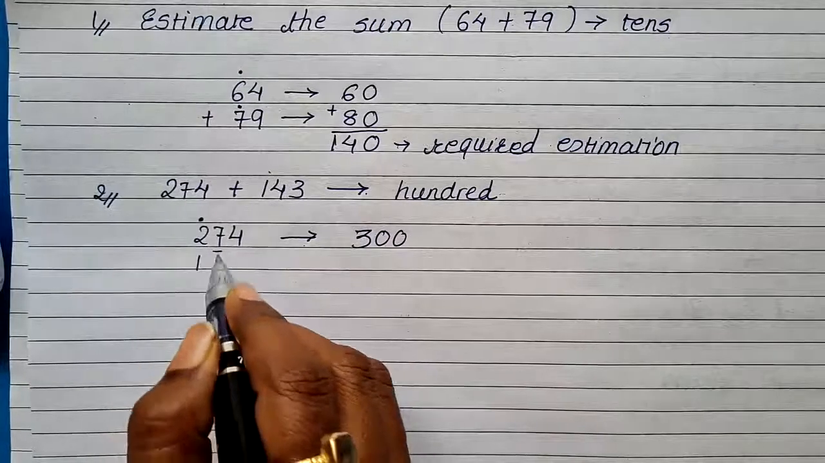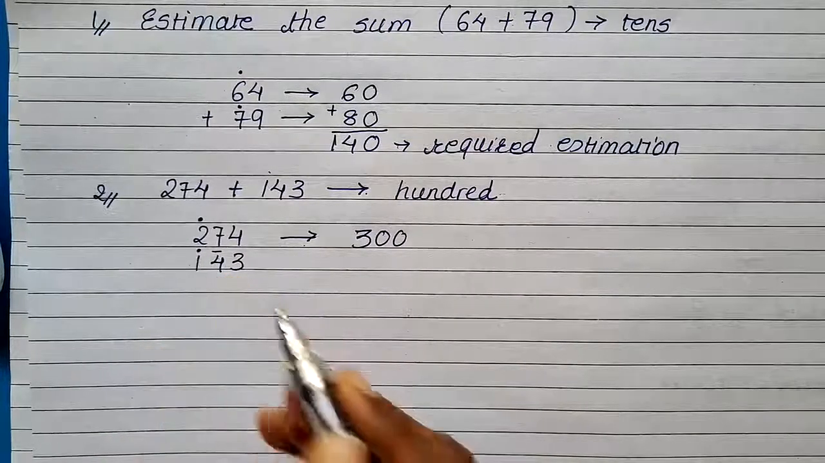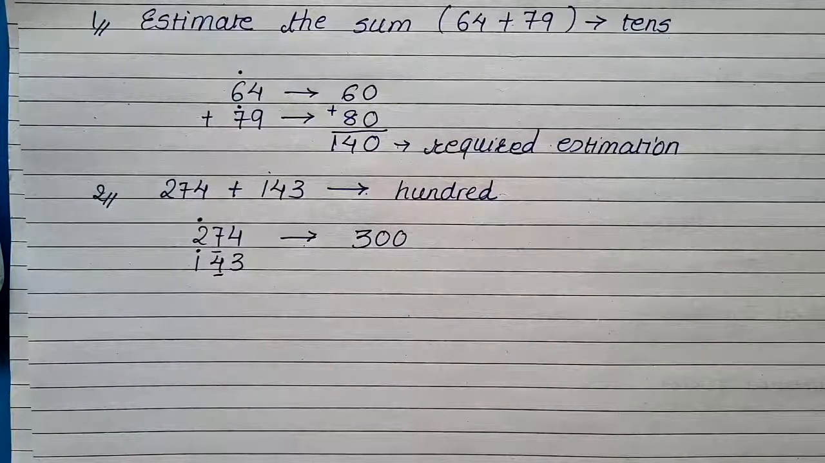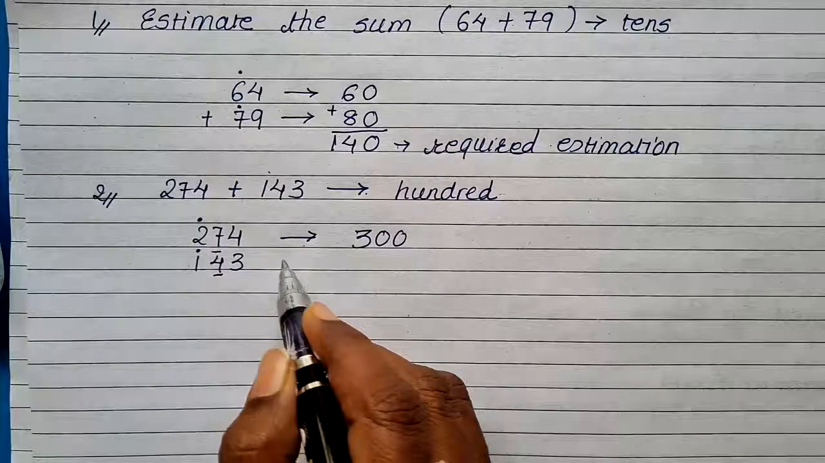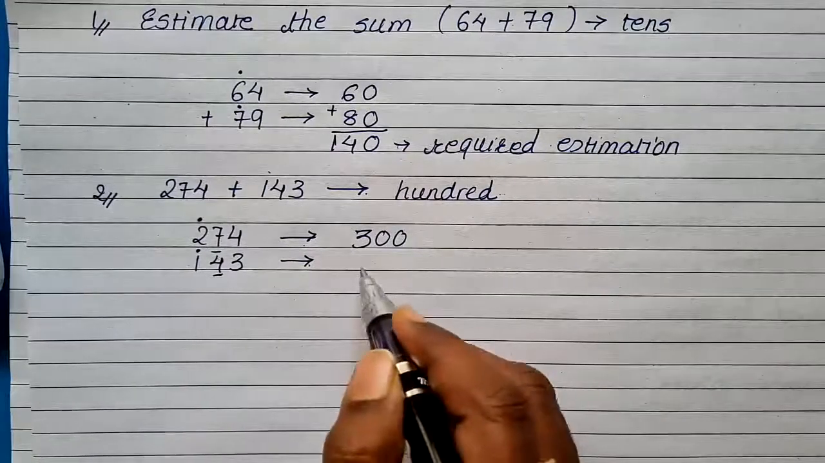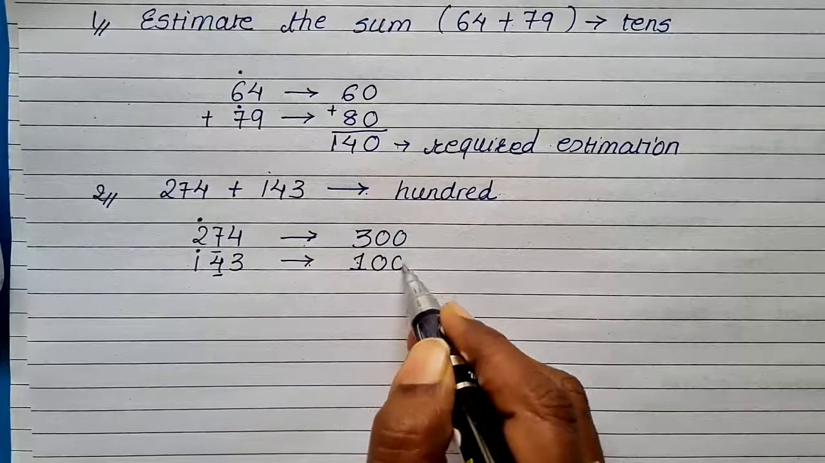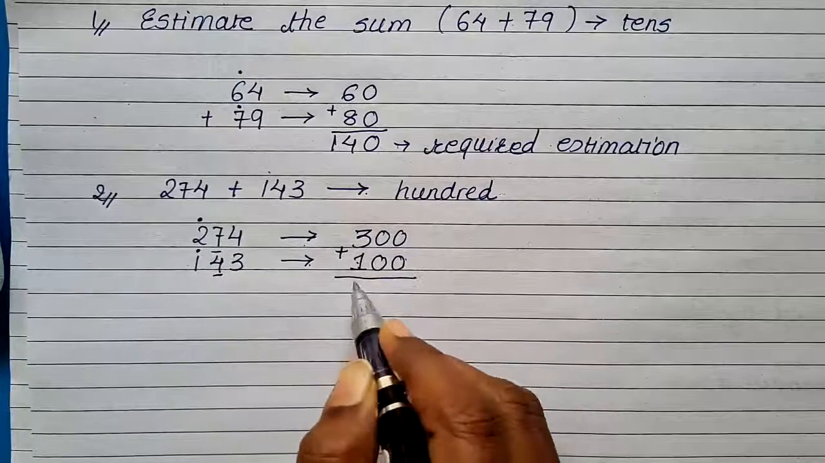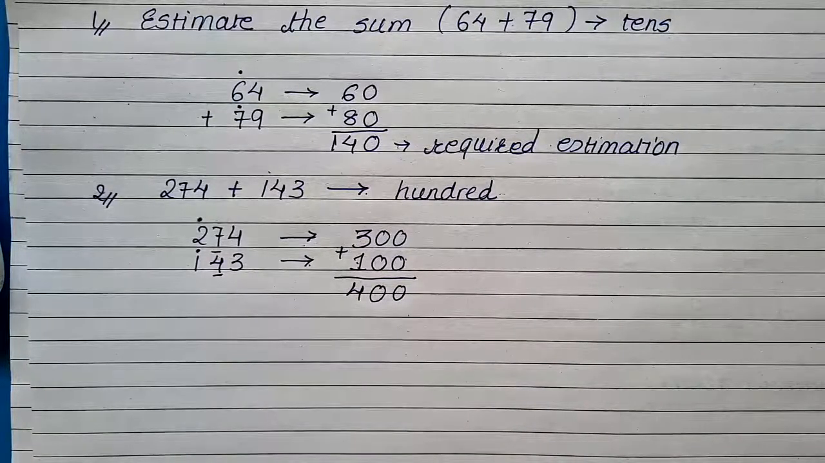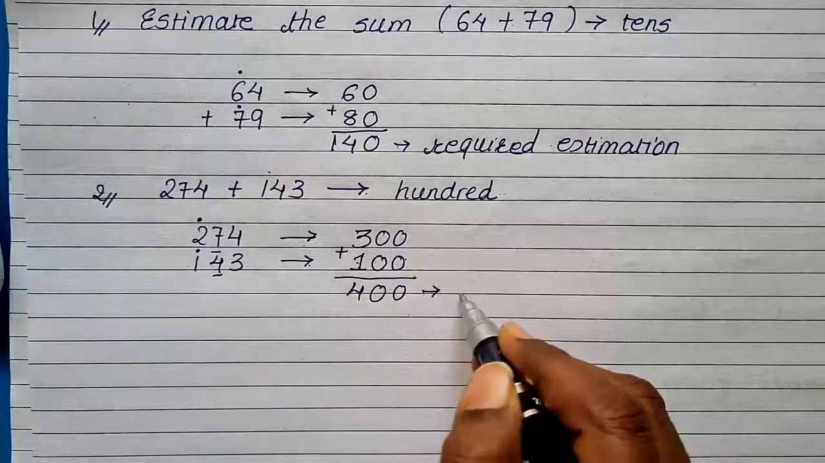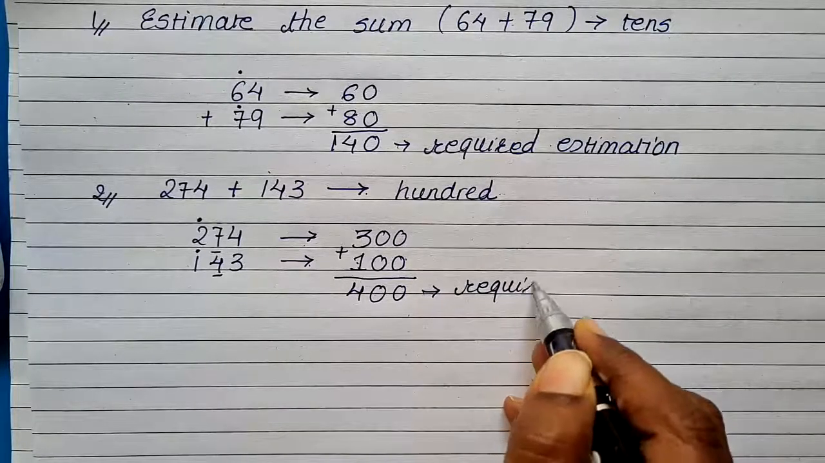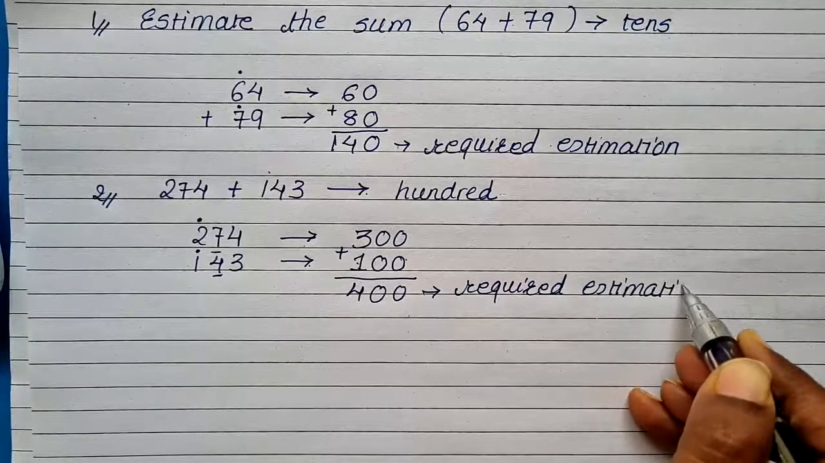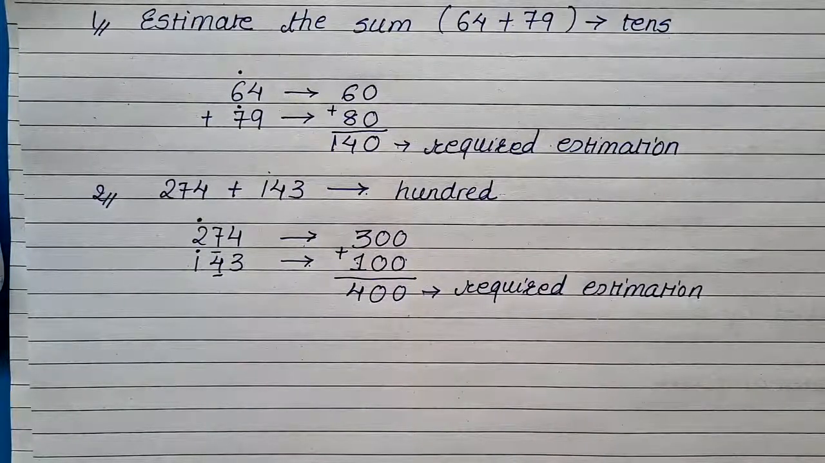The next number is 143. Again our target digit is 1. Immediately after 1 there is 4, which is in 0 to 4. So this will be rounded off to 100. And now if you add these, you will get 400. So this is your required estimation.